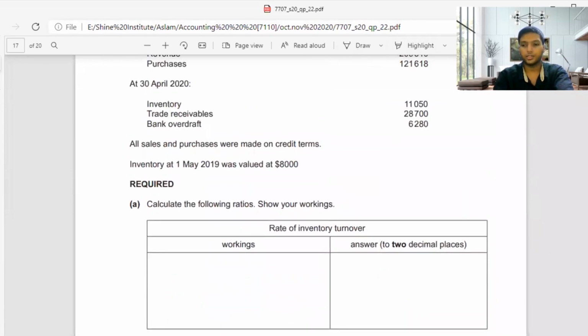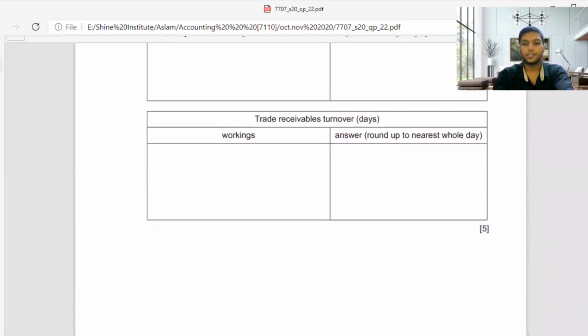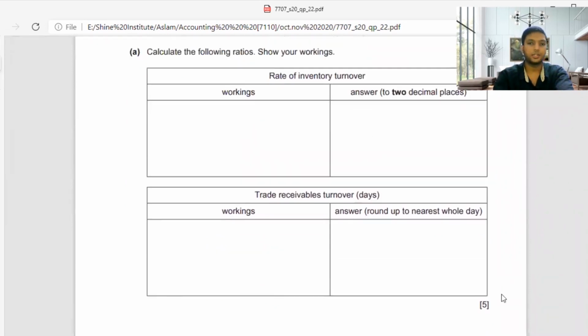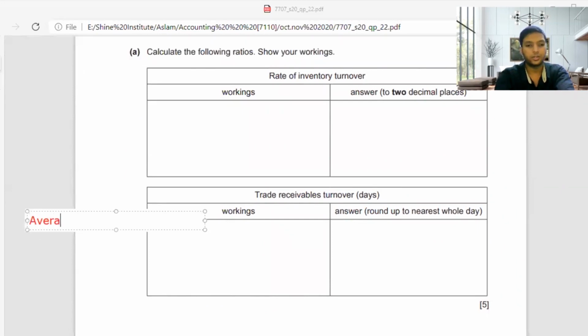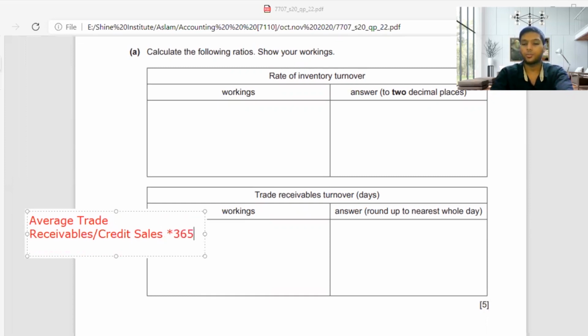Let's move on to the next part. What is the next content of this question? Trade receivables turnover days. How do you find trade receivables turnover days? Let me remind you the formula. You need to take your average trade receivables and divide it by credit sales. Remember, guys, normally in exams they will say credit sales, like if sales are on credit, you can take everything. To get the number of days you will multiply by 365, because the number of days in a year is 365.